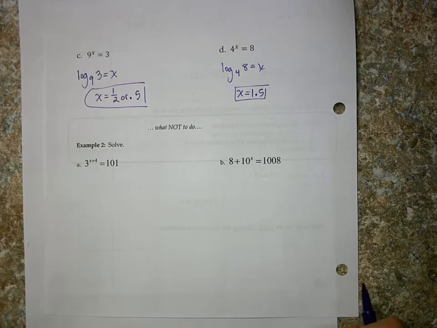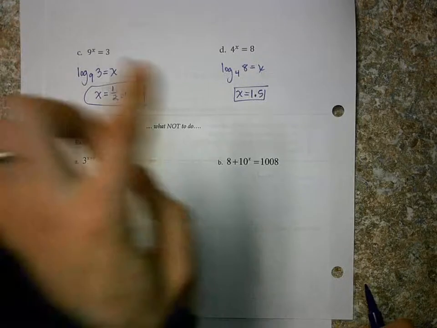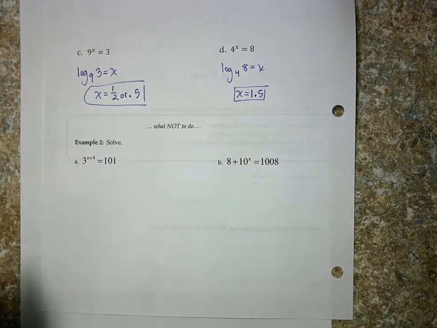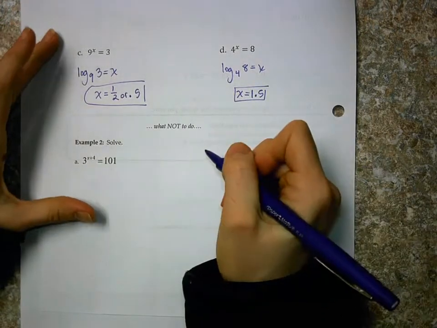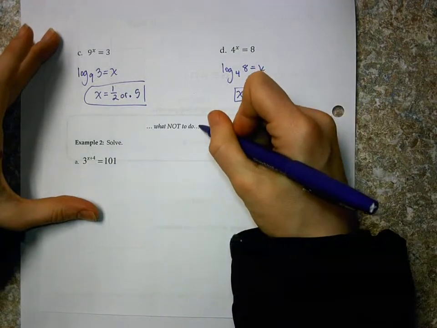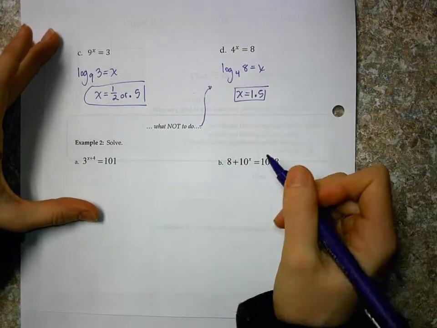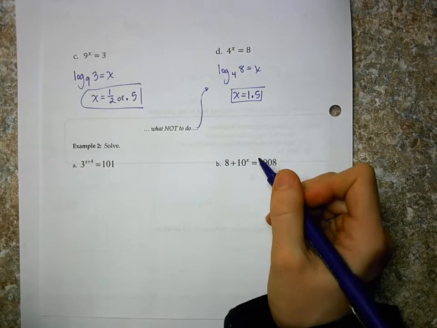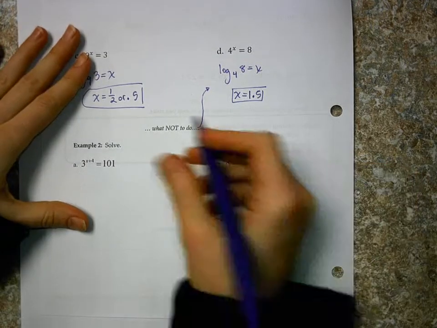Okay, so hopefully you checked your answers and you got x equal to 0.5 and x equal to 1.5. Now, I've already mentioned this, but one thing to be careful of is you may not convert to log form unless the base is alone. So what not to do?